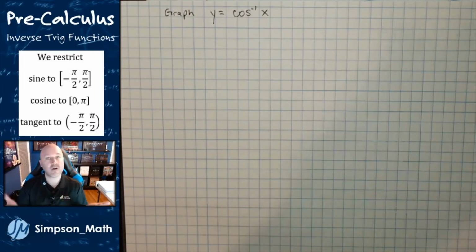All right, I want to graph arccosine, or inverse cosine. The way to do this is, first I need to know how we restricted cosine. Cosine was different. It wasn't negative pi halves to pi halves. It's now 0 to pi. So I think what I'll do is I'll just get a list of good points from cosine along that interval.